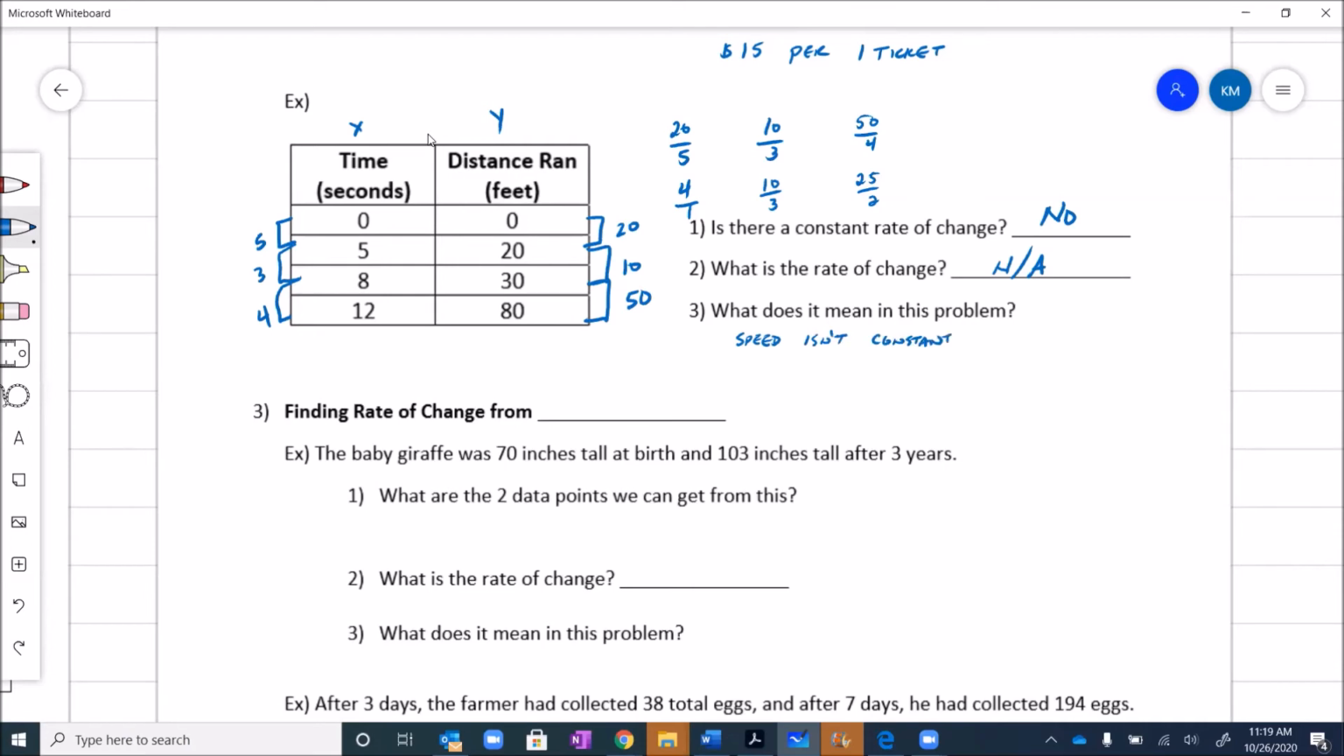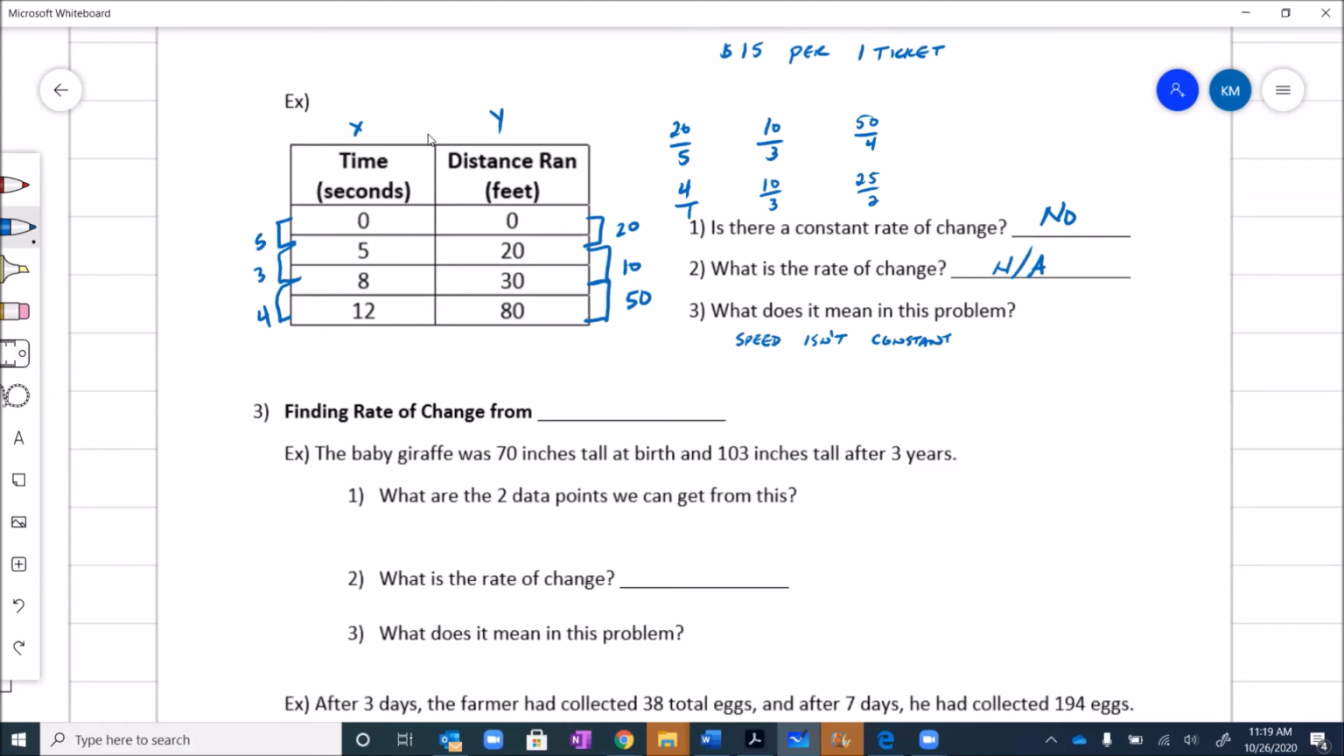And that kind of makes sense as you think about running. Like, for the first 5 seconds, you might have been really fast, and then for the next 3 seconds, you kind of slowed down, and for the next 4 seconds, you were still slower because you started getting tired, maybe. But it means that the speed wasn't constant in this situation. So it doesn't always have to be constant, and we noticed that by comparing how our y was changing compared to our x each time.